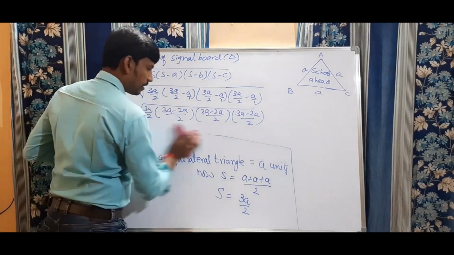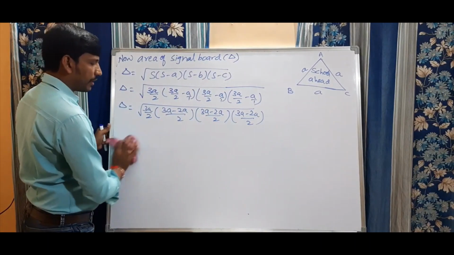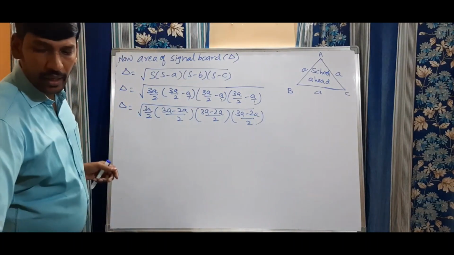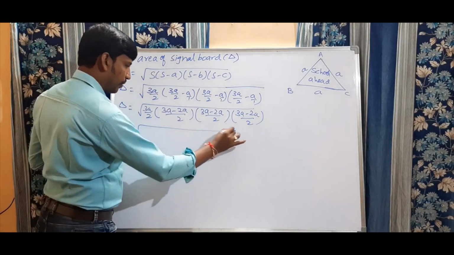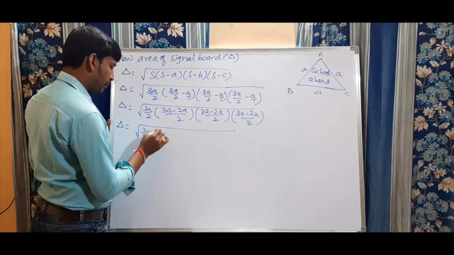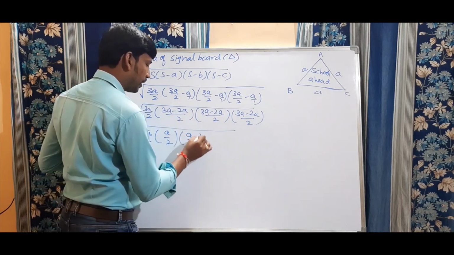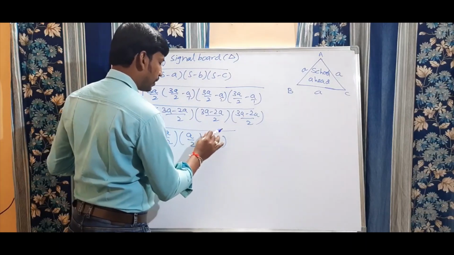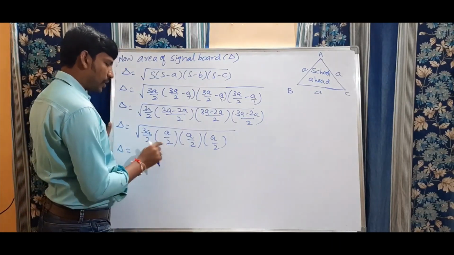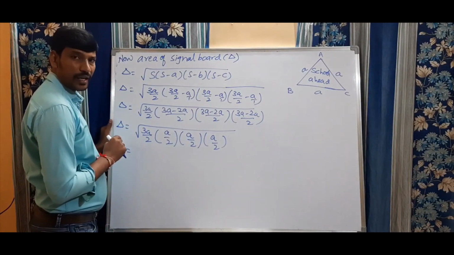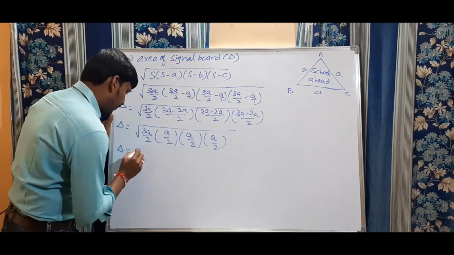I'm going to erase this. Okay, now delta is equal to, see this here, in each and every bracket, when we subtract 3a minus 2a, it is equal to how much? A. 3a minus 2a equal to A only. So delta is equal to under root of 3a by 2 into a by 2 into a by 2 into a by 2. So 3 times we got. Clear, my dears? Now, how many 2's are there? 1, 2, 3, 4 are there. Only one 3 is there. And how many a's are there? A also 4 are there.